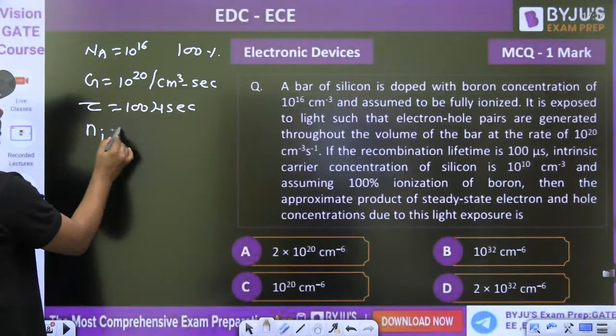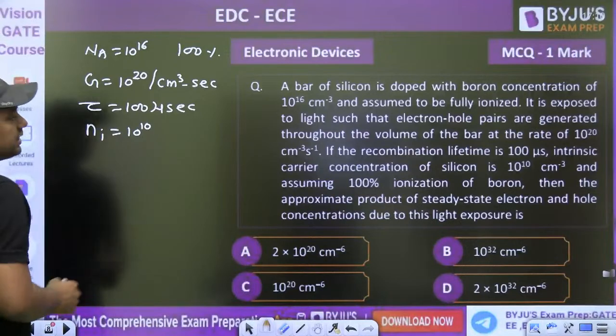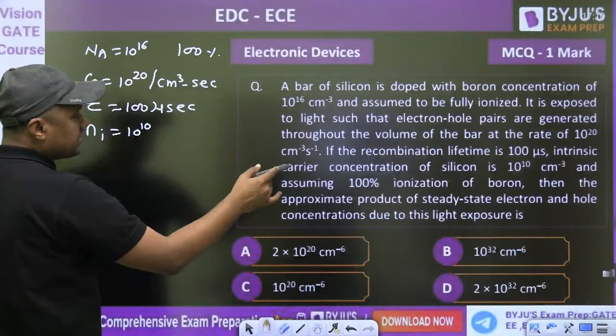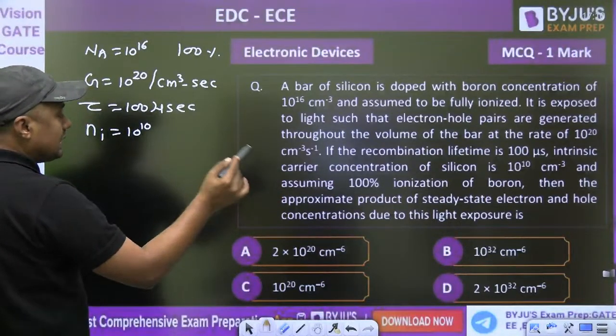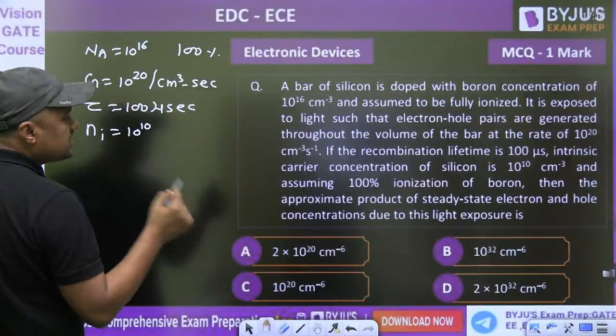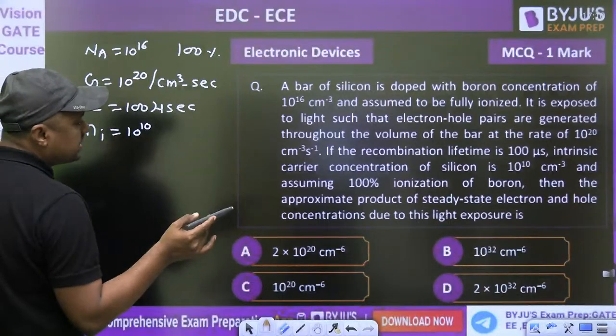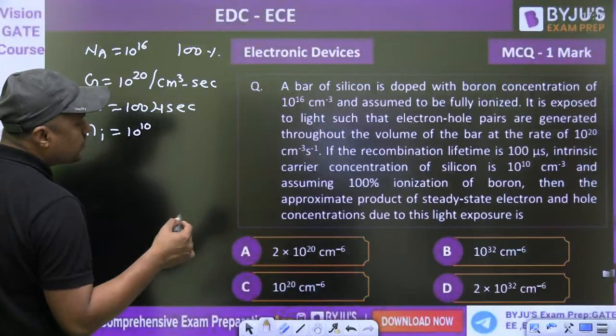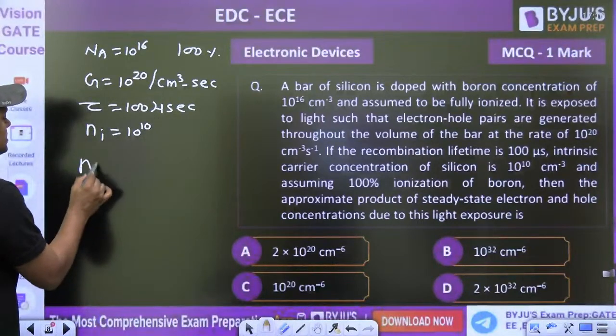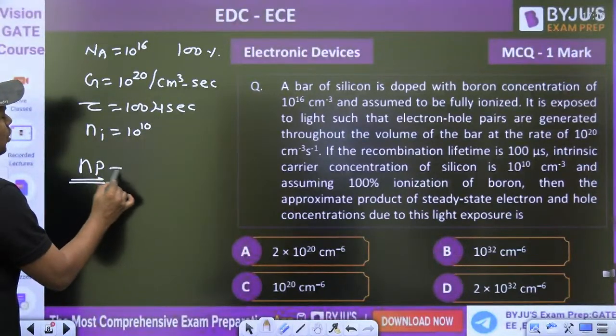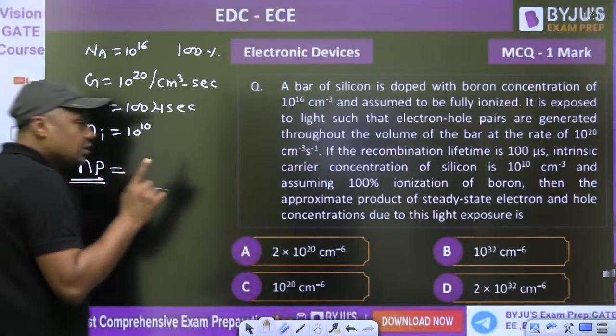This is only a 1 mark question, guys. Remember, n_i is 10 to the power 10. And assuming 100% ionization of the boron, then the approximate product of steady state electron and hole concentration due to this light exposure is. What is the steady state product of concentration of electron and holes?